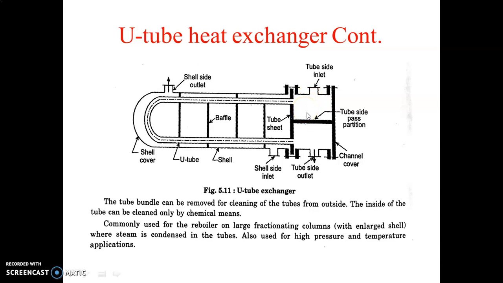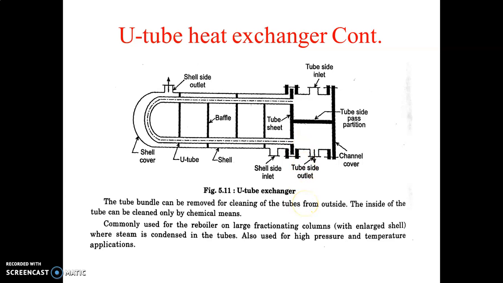The entire tube bundle can be removed from the channel, and the differential thermal expansion between shell and tube is absorbed in the U-bend. Each tube is free to expand without affecting the other tubes. In this way the tubes are fixed in this U-tube heat exchanger.